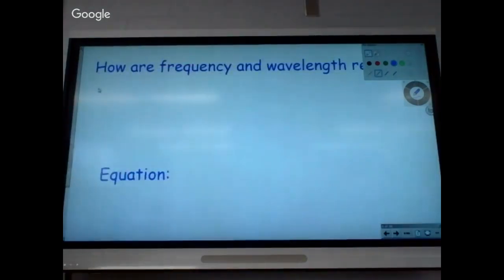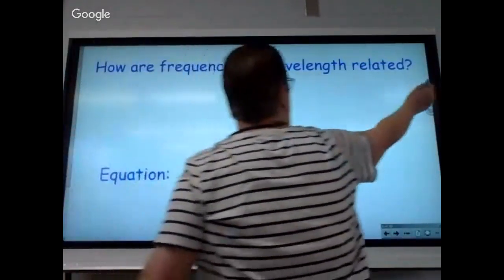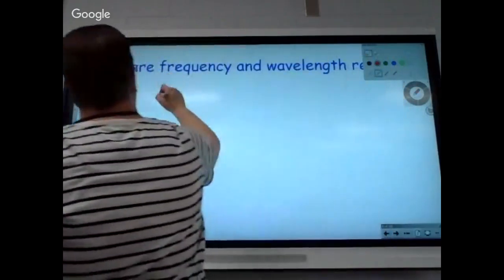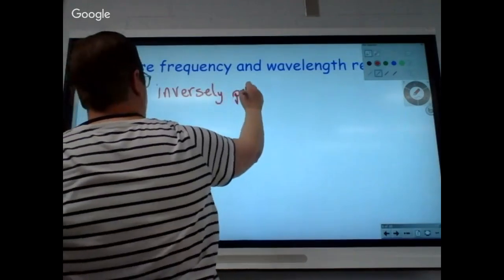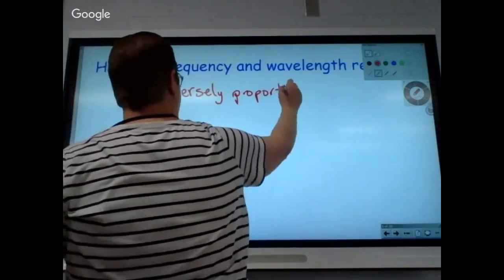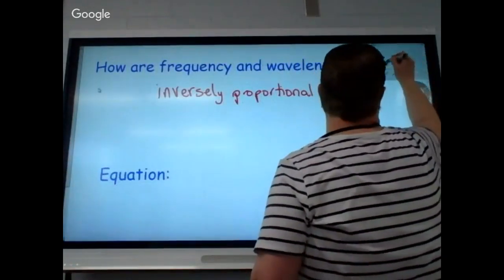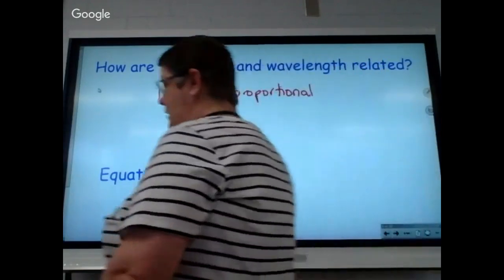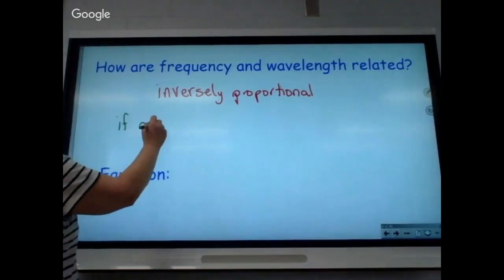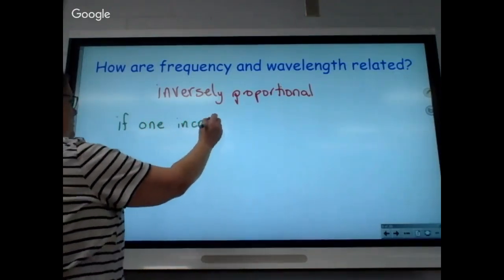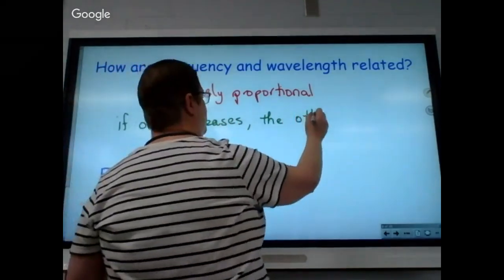All right, so how are they related? They're inversely proportional. So what does inversely proportional mean? Opposite. If one increases, the other decreases.